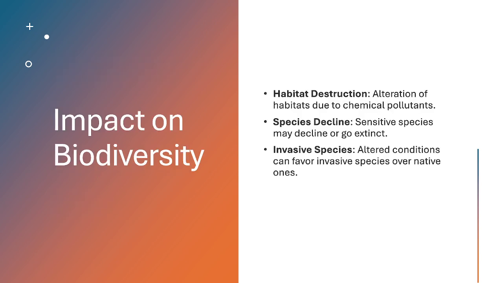Impact on biodiversity. The impact of chemical runoff on biodiversity is profound. Pollutants can destroy habitats, making them uninhabitable for sensitive species. This leads to decline or extinction of these species. Additionally, altered conditions can favor invasive species over native ones, further disrupting the ecosystem balance. The loss in biodiversity affects not only the aquatic life but also the overall health of the ecosystem.